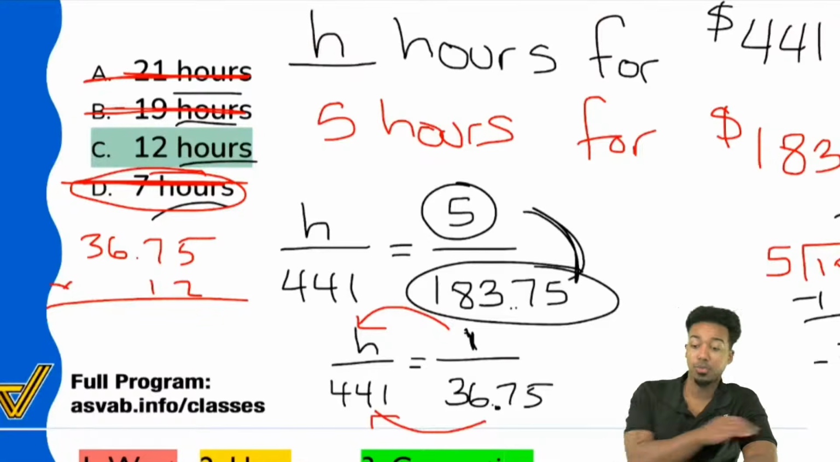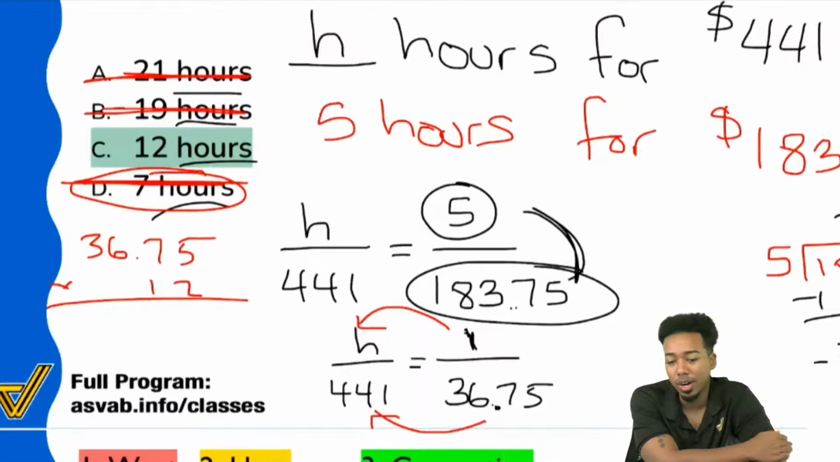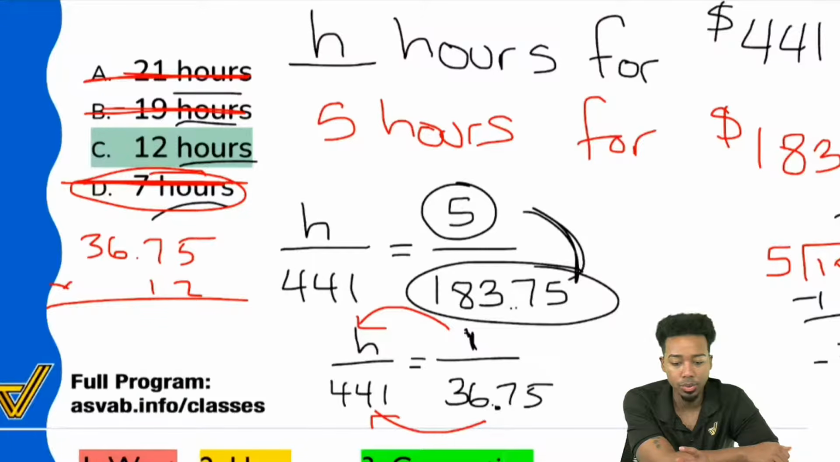Yeah, you could try to do 441 divided by 12, but again, that's getting the 12. Oh, the 441 divided by 12, yeah, that would work, because that would get you down to the 36.75.